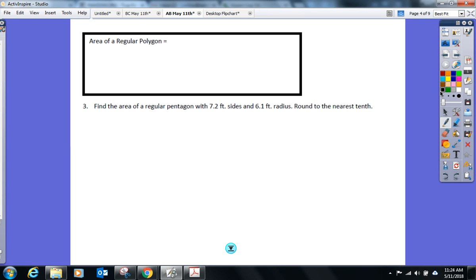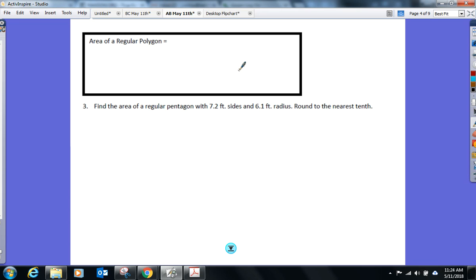Okay, here you go. Let's get going. Any regular polygon. I don't care how many sides it has. 3, 4, 5, 6, 7, 8, 9, 10. No matter how many sides it is, here's how we're going to find the area of any regular polygon. 1/2 AP. Very simple formula. Let's see if you can bust some knowledge out here.